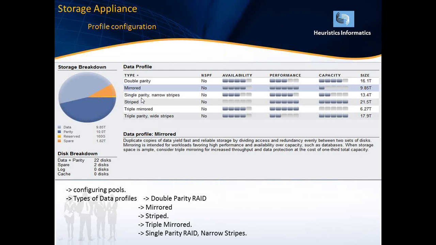Suppose I select the stripe concept, so there won't be any mirroring. If a disk is lost, the availability of data will be very low, but the performance will be higher, and the capacity increases to 21.5 TB.